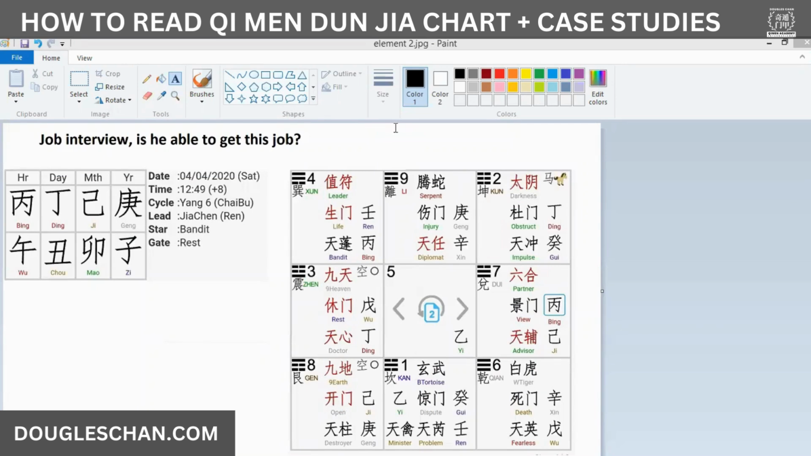Today we're going to talk about this job interview definition, and we have to see whether this person is able to get the job. So if you're looking for a job, we can also use Men Dun Jia to see whether the job interview is going to be successful or not. Eventually, this is part of the things that we can look at.